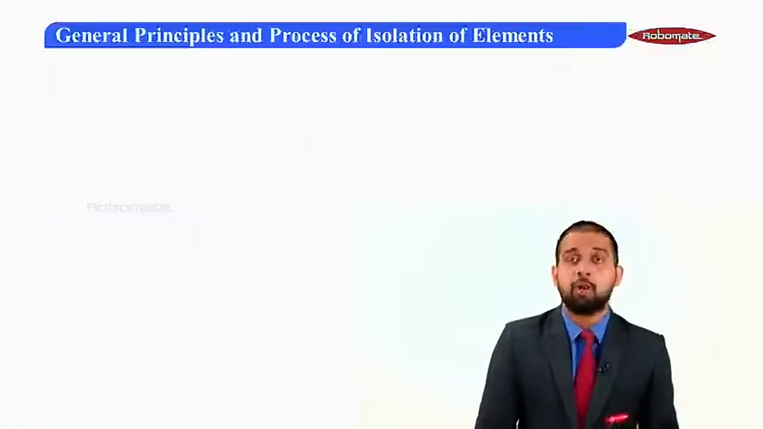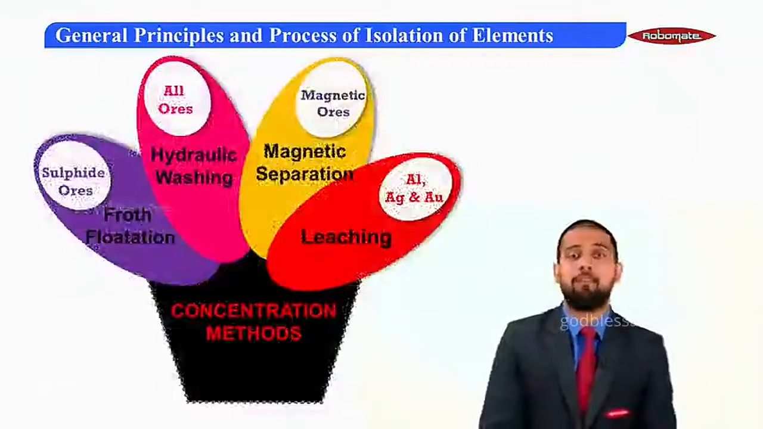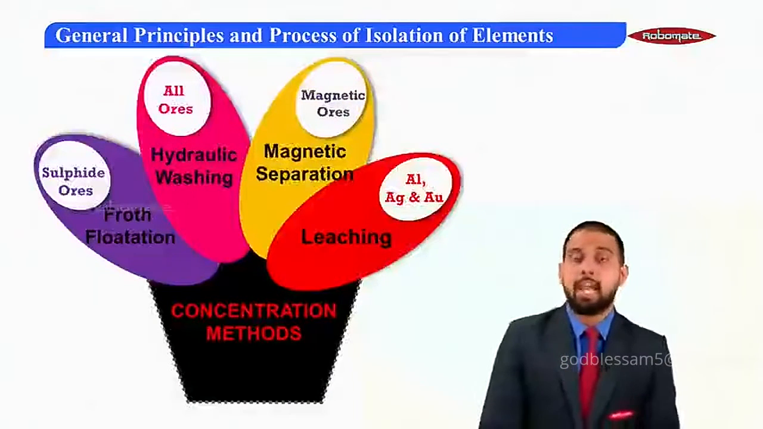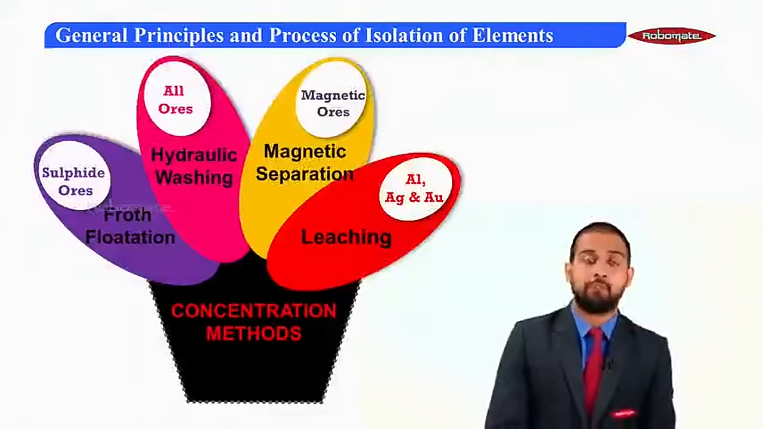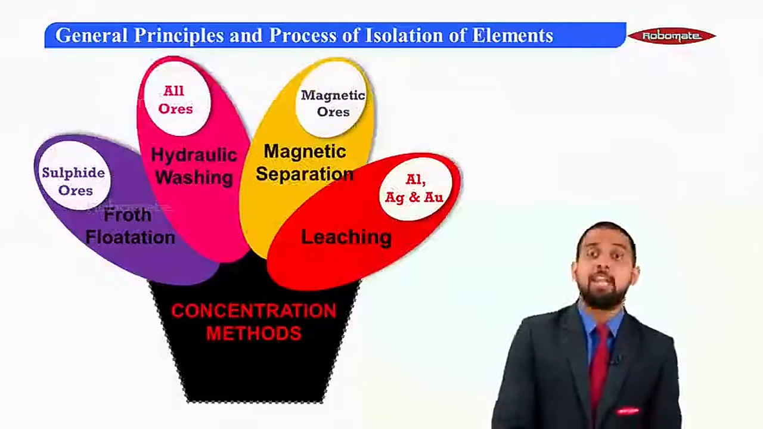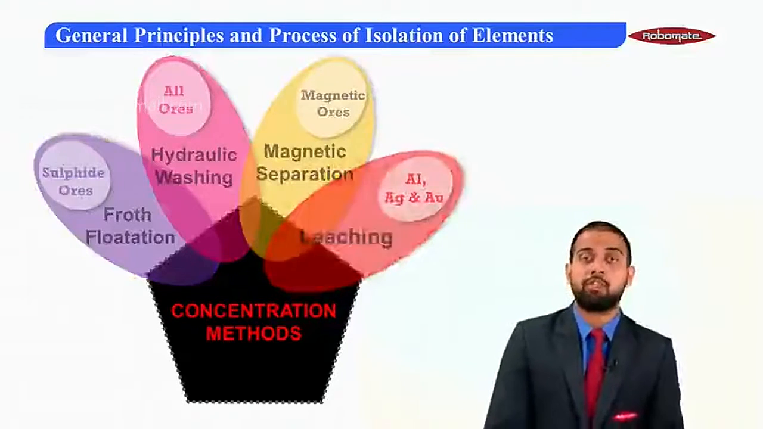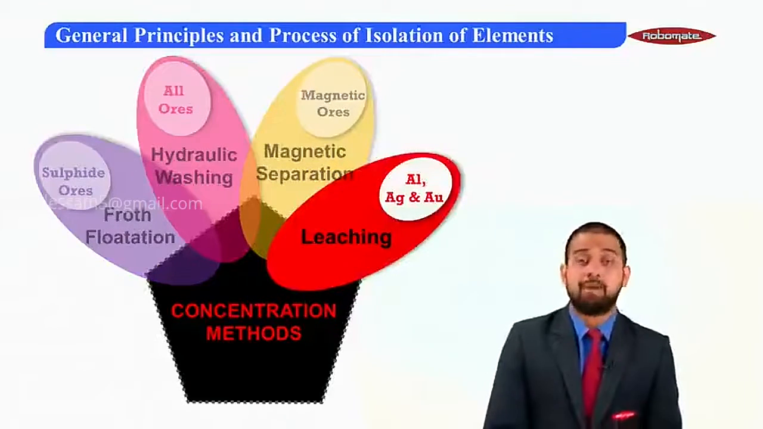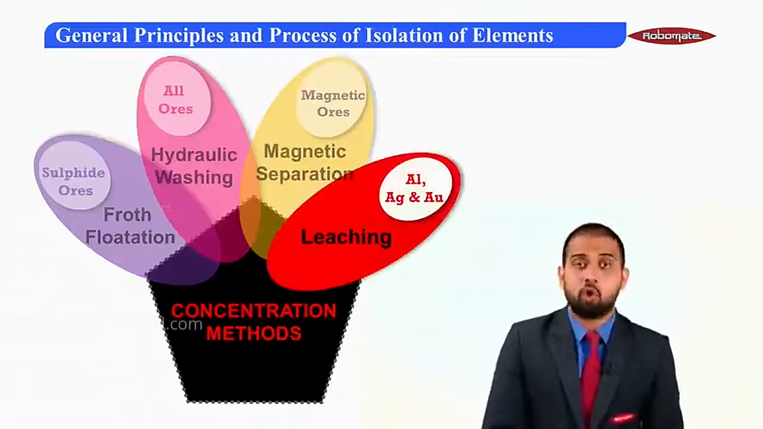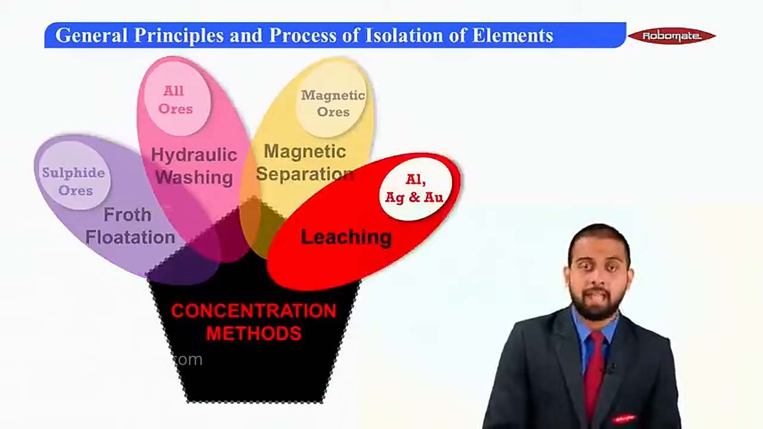Hello students. Now if you remember, we were talking about different methods of concentration, and in the last few modules we have already done with the first three methods of concentration. Now let us go for the last method of concentration called leaching. Now as I told you, leaching can be used only for aluminium, gold and silver.